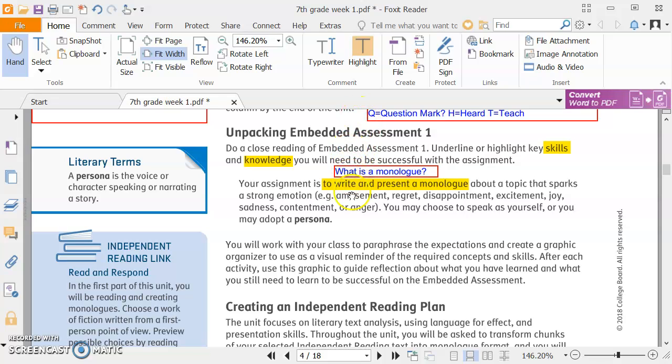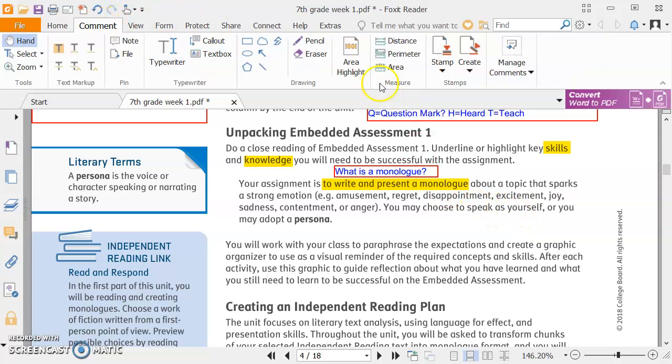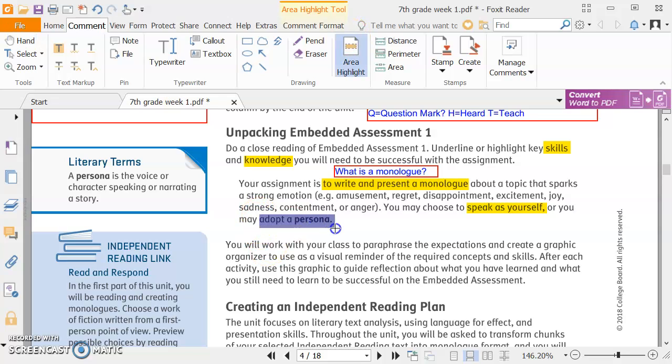So now, you may choose to speak as yourself, or you may adopt a persona. So that means you can either use your own voice, meaning it's your own opinions, your own beliefs, your own feelings, or you can adopt a persona, meaning you could pretend to be someone else, like a character, or a different person.